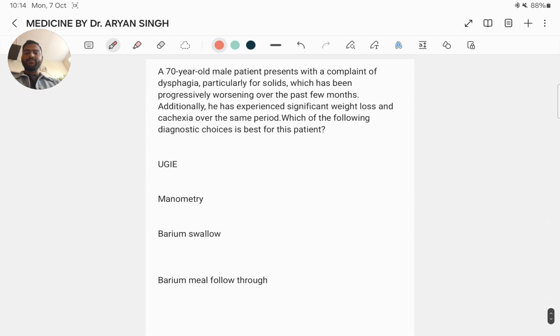Next question. A 70-year-old male patient presents with a complaint of dysphagia, particularly for solids, which has been progressively worse over the past few months. Additionally, he has experienced significant weight loss and cachexia over the same period. Which of the following diagnostic choices is best for the patient? UGIE, manometry, barium swallow, or barium meal follow through. Here UGIE is the best answer, because the patient presents with dysphagia more for solids than liquids and cachexia, which likely indicates carcinoma esophagus. Upper GI endoscopy will be performed.